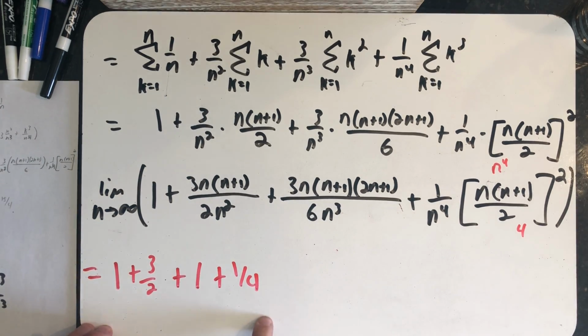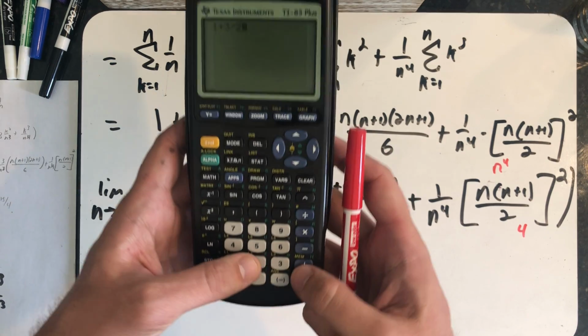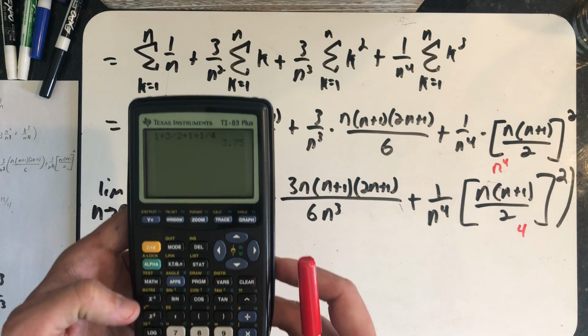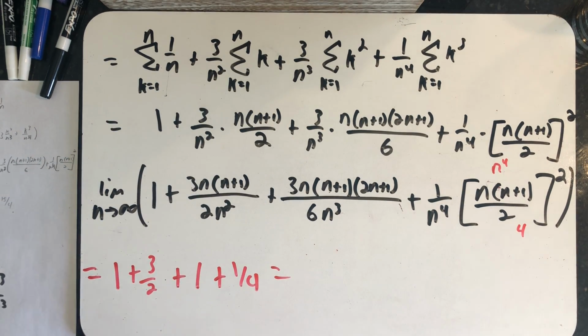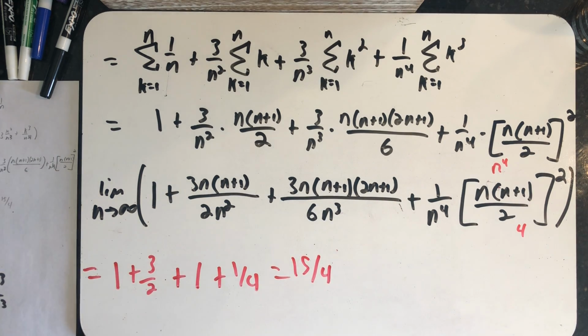And so I need to add these values together, and that should give me my true area. So let's see, 1 plus 3 over 2 plus 1 plus 1 over 4. I get 3.75, which I would prefer to write down as 15/4. And now we know the exact area under x cubed on the interval from 1 to 2.